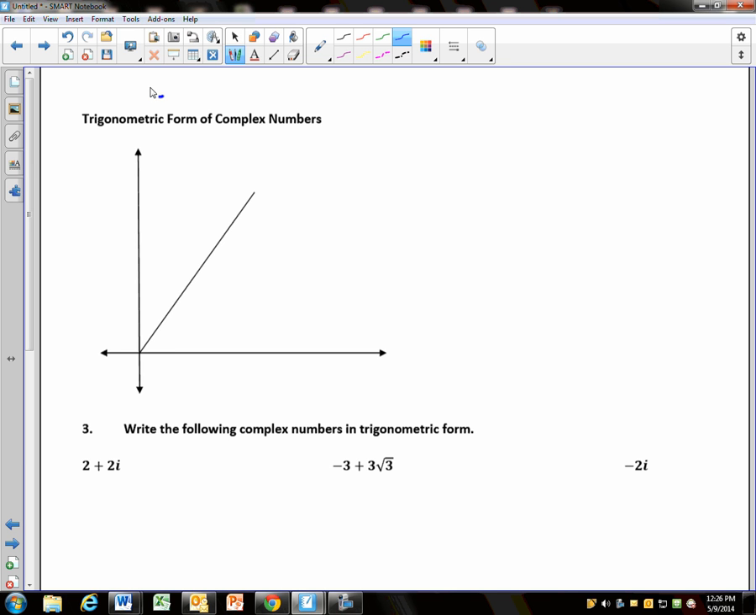Okay, so here we go. Here's what we want to do. We want to take complex numbers and place them into trigonometric form. That's our goal. What does a plus bi look like when we put it in trigonometric form? The reason we do that is because some of the operations I just showed you become much easier when we do that.